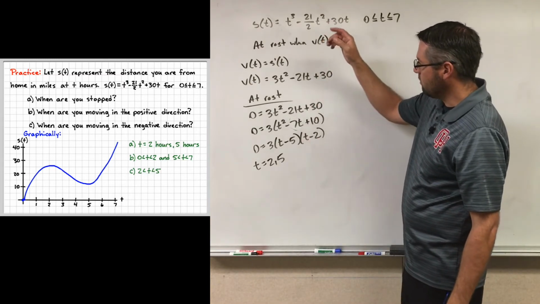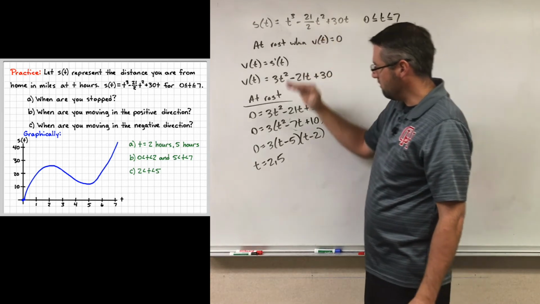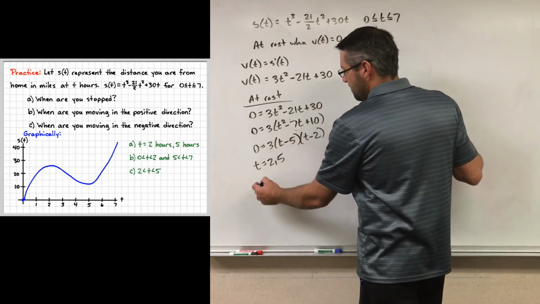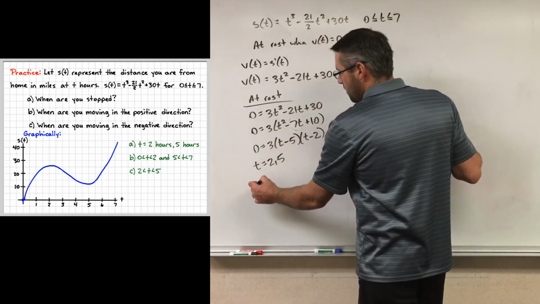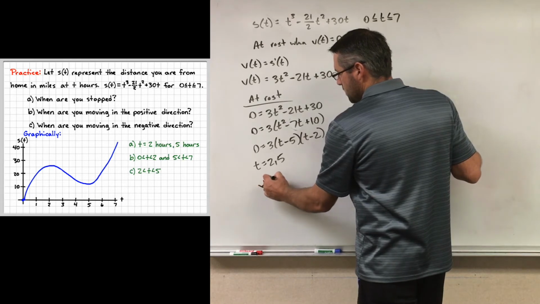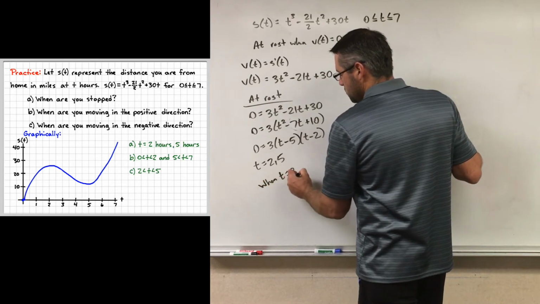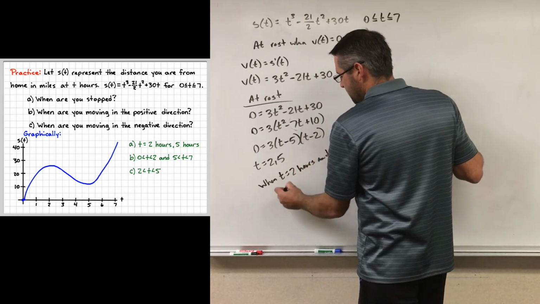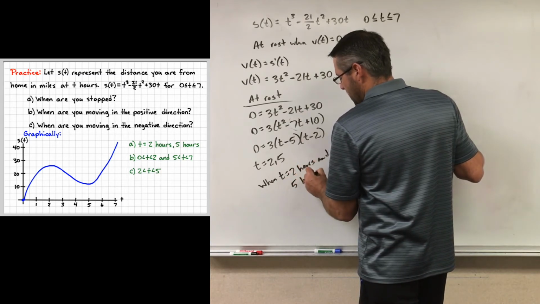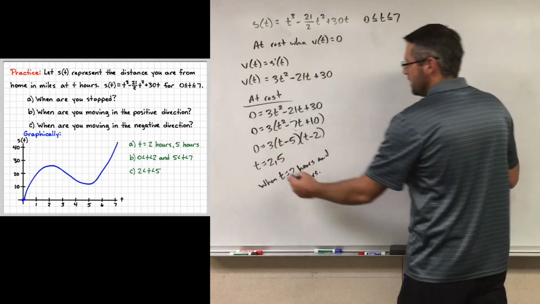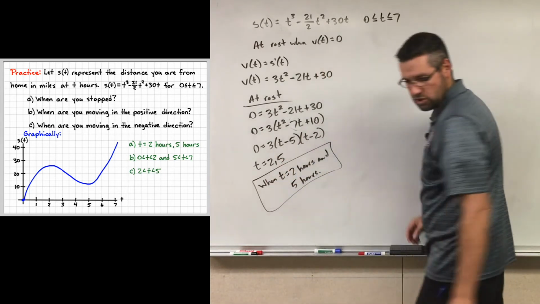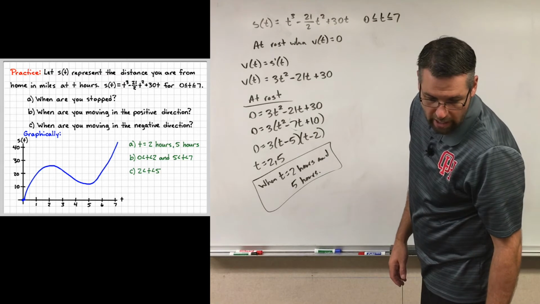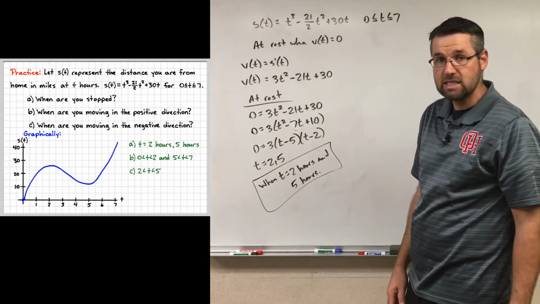The particle is at rest when velocity is equal to 0. Velocity is equal to 0 at t equals 2 and 5. So therefore, when t equals 2 hours and 5 hours, that's when we're at rest. Okay? That's our answer for at rest. The next question, it says, when are we moving in the positive direction?